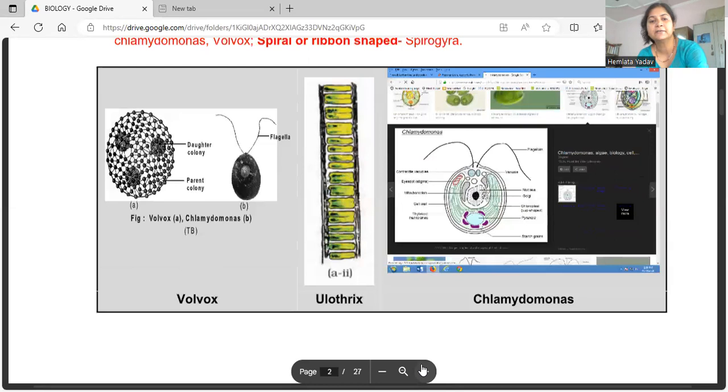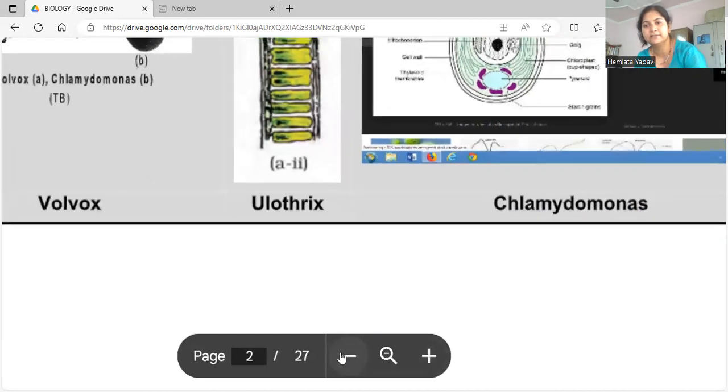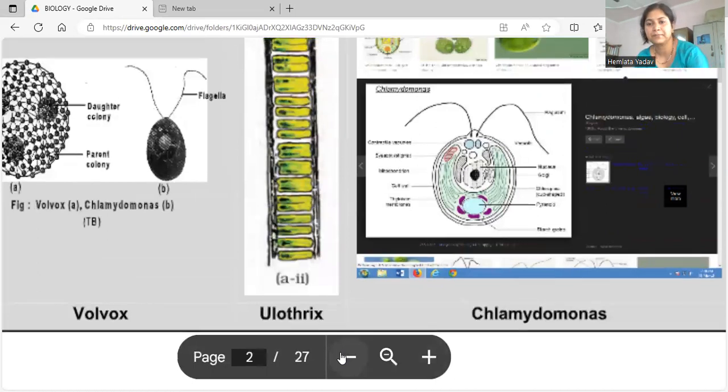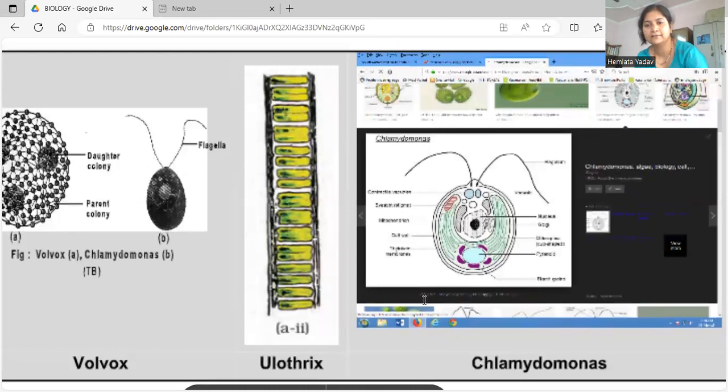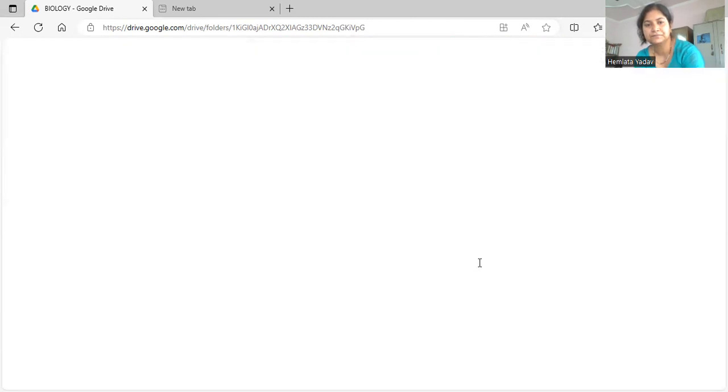तो दीज आर द डायग्राम्स. वॉलवॉक्स, क्लैमाइडोमोनास, इन सबके डायग्राम दिए हुए हैं, यूलोथ्रिक्स का डायग्राम दिया हुआ है. So you can understand by these diagrams clearly the arrangement of the algae. Different types of structures are present in the Chlamydomonas, like flagella, nucleus, Golgi bodies, and their diagram is shown.